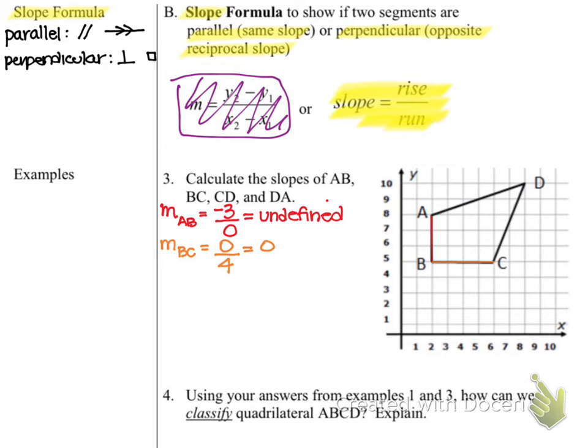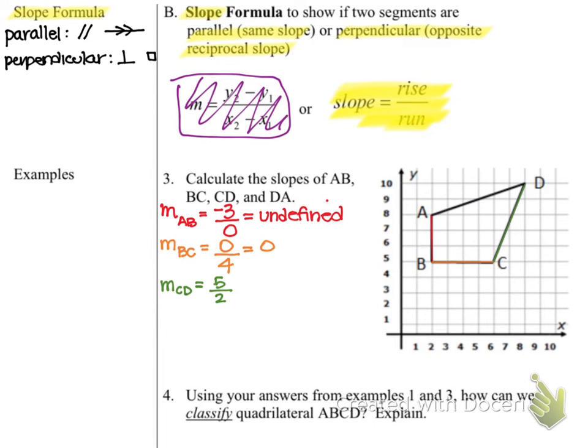Now C to D, it's got that tilt, but we know how to do slope. So if we're at C, it looks like I'm going to go up. Let's see how many that is. 1, 2, 3, 4, 5. Okay, so that's up 5. And then I'm going to go right 2. So slope from C to D is up 5, positive 5, right 2. And I would type that in the calculator and see if I can actually simplify it, but I can't. It's just 5 over 2.